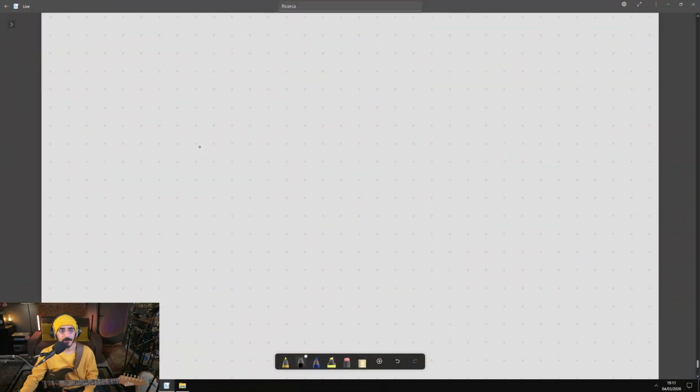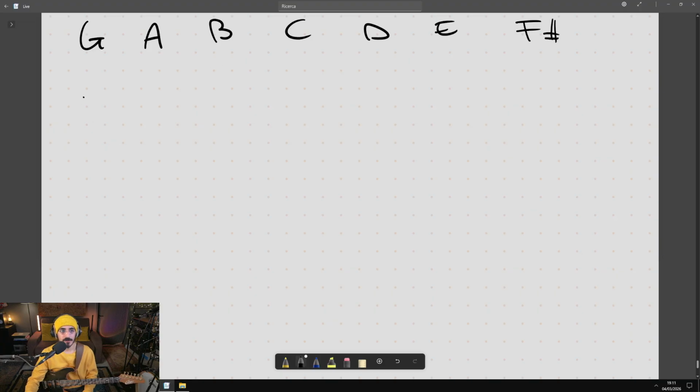Now, another thing that many of you probably don't know is that in every major key there are 3 pentatonics. For example, in G major there is the G major pentatonic, but there are also the C major pentatonic and the D major pentatonic, and that's why. So if we write down the G major scale notes, so G, A, B, C, D, E, and F sharp, now we can extract from that 3 pentatonics: G, A, B, D, and E.